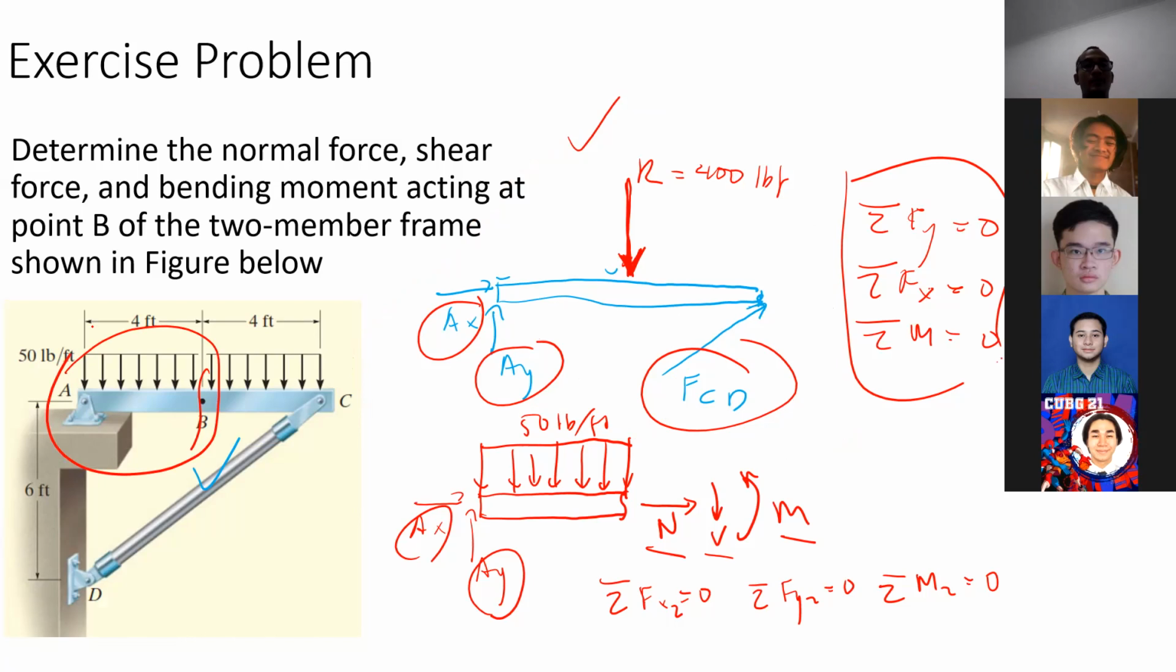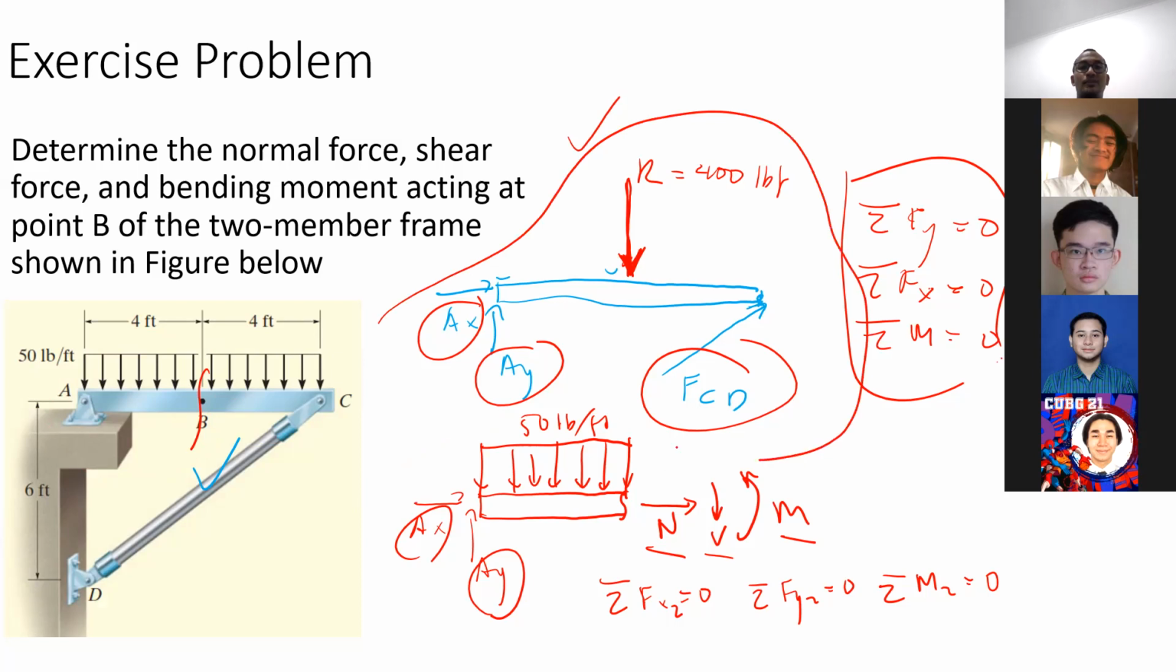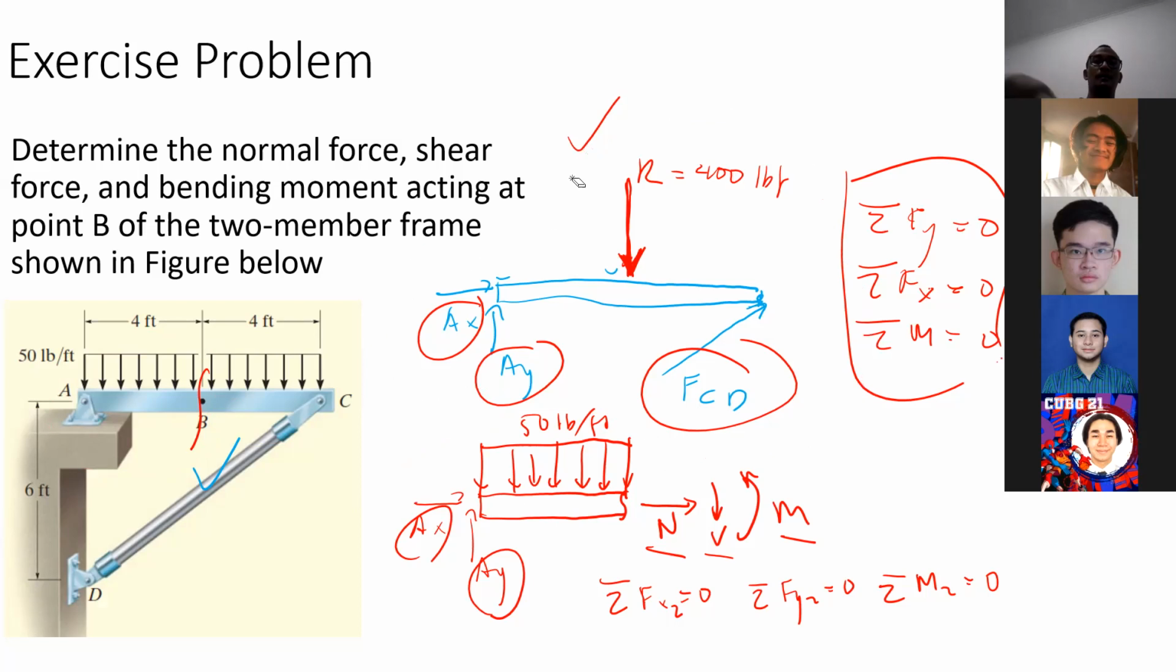So if we know already the Ax, Ay, then the left section will be like this. But remember, you cannot use the simplified resultant force here for the internal force at point B, because it will be the wrong representation. Remember, you have to do the simplification of the distributed force for each free body diagram.